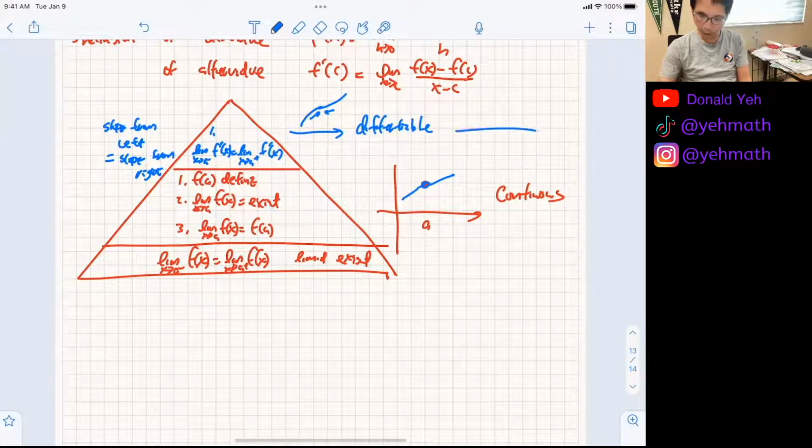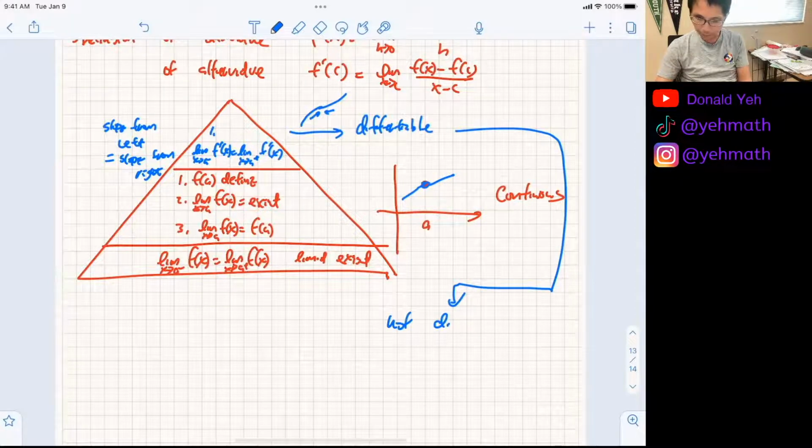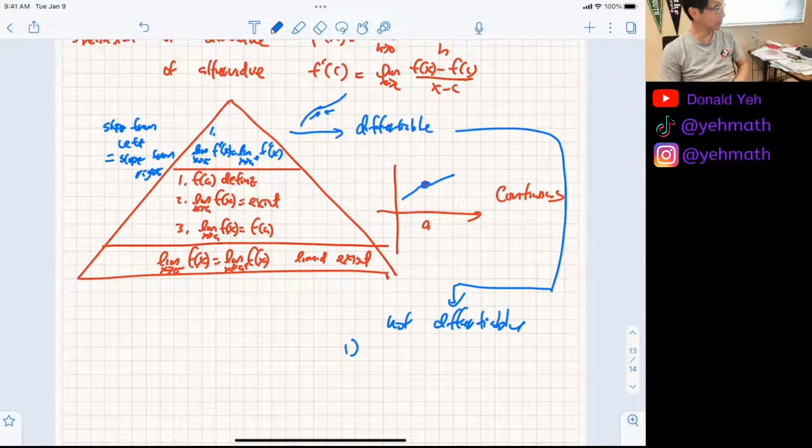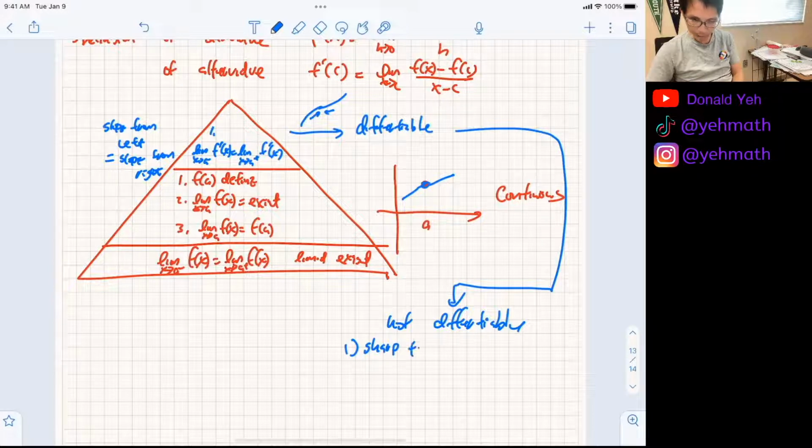Now, meanwhile, I'm going to talk about when it's not differentiable. What are a few situations where it's not differentiable? Okay, cusp, good. We're going to call a cusp a sharp turn. So it's a cusp. It looks something like this, or the absolute value of x looks like this.